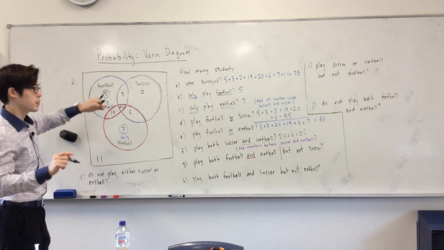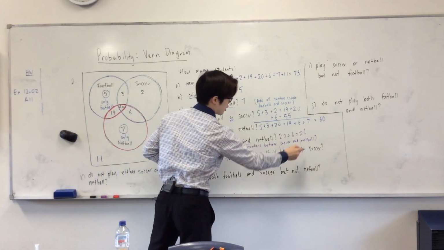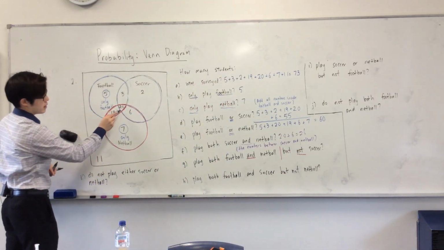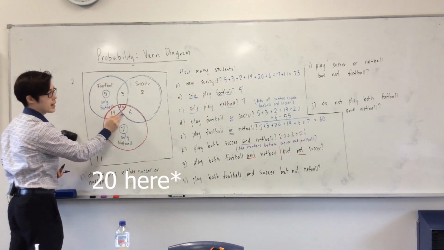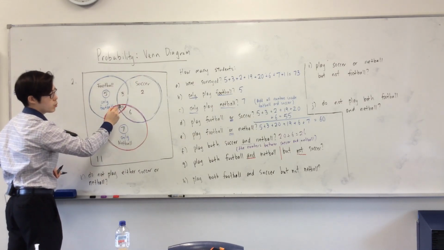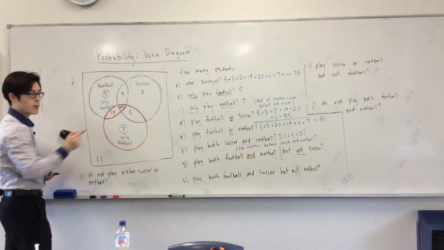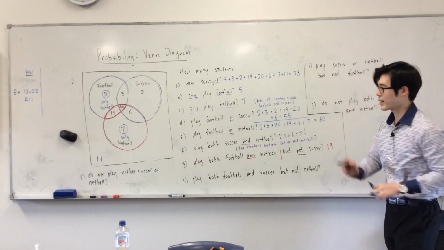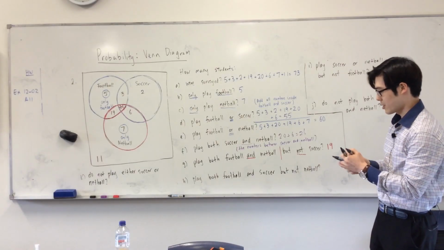Now let's have a look at the next part of the sentence. But not soccer. As you can see, this 20 here is part of this soccer, so we don't want to include that from this region. So the answer is just 19. Okay? All right, next question.